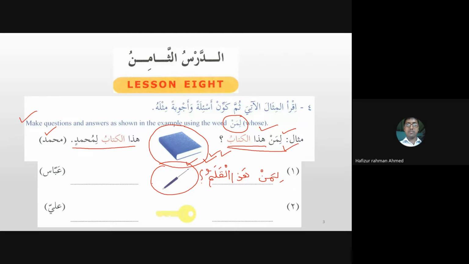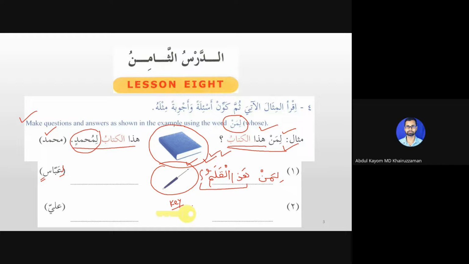How do we say it in Arabic? هذا القلم لعباس. Hadal qalamu li Abbasin. Li means for or belongs to. So you have to say hadal qalamu li Abbasin. When you add li here, it will come with a kasra: li Abbasin. Hadal qalamu, this part you will just copy.